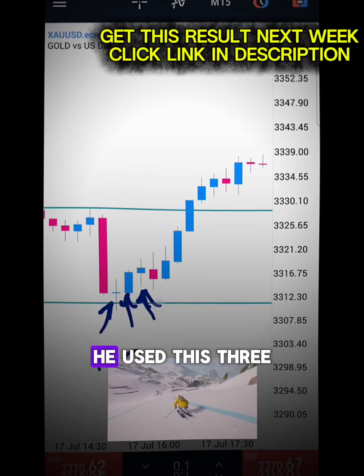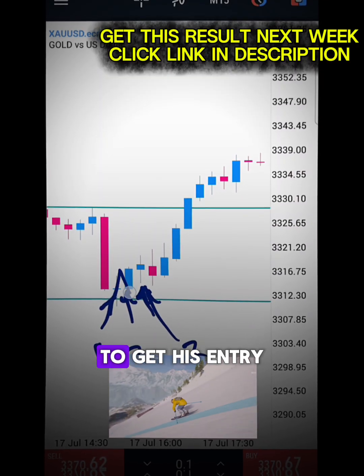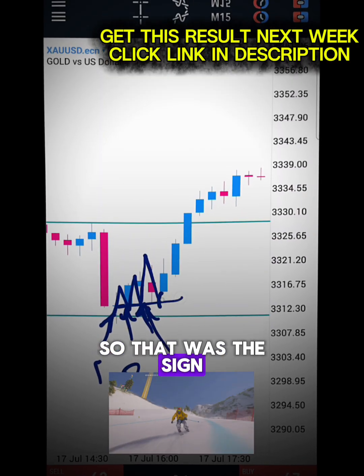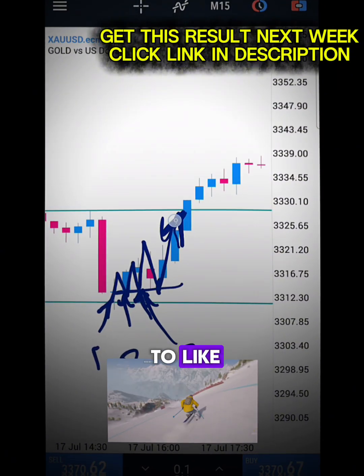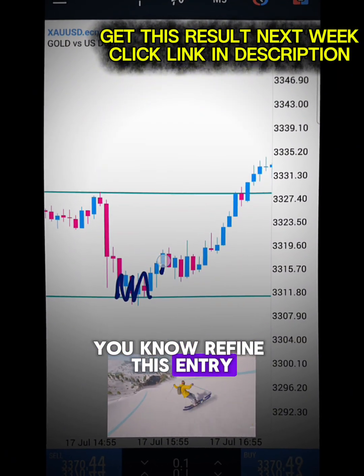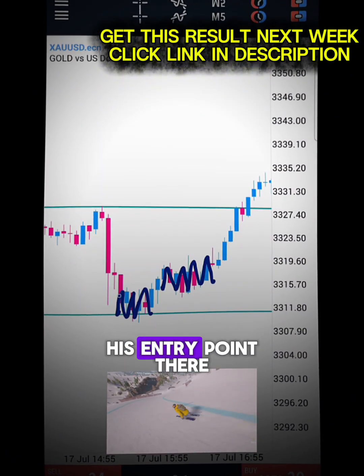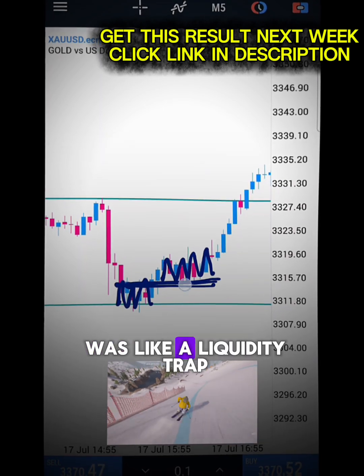But him, what he did is he used this 3 candlestick formation to get his entry. So that was the sign, and then he went to a lower time frame to refine this entry. So this was basically his entry point there. You can see that was like a liquidity trap.